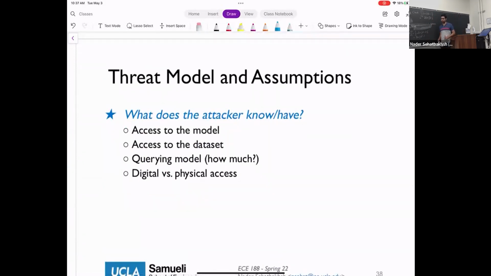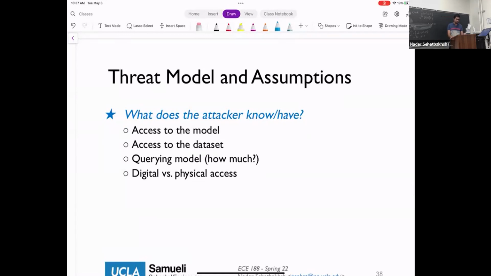So to understand both poisoning and evasion attacks a little bit better, it's also useful to go through the assumptions and the threat model of these systems. Generally, if you think about how to launch these attacks, the first thing we need to answer is what sort of information or knowledge the attacker has.